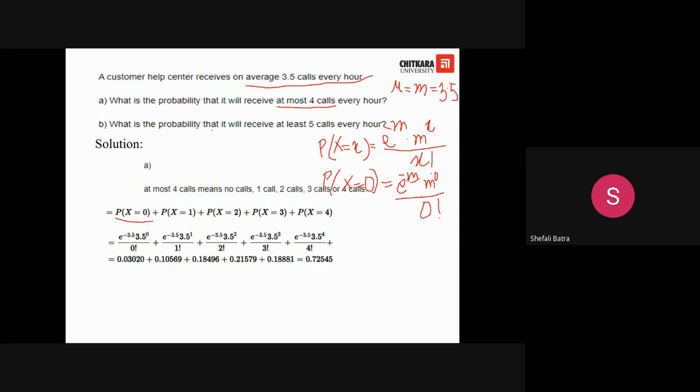Similarly, what is the probability that it will receive at least 5 calls every hour? What is the meaning of this?